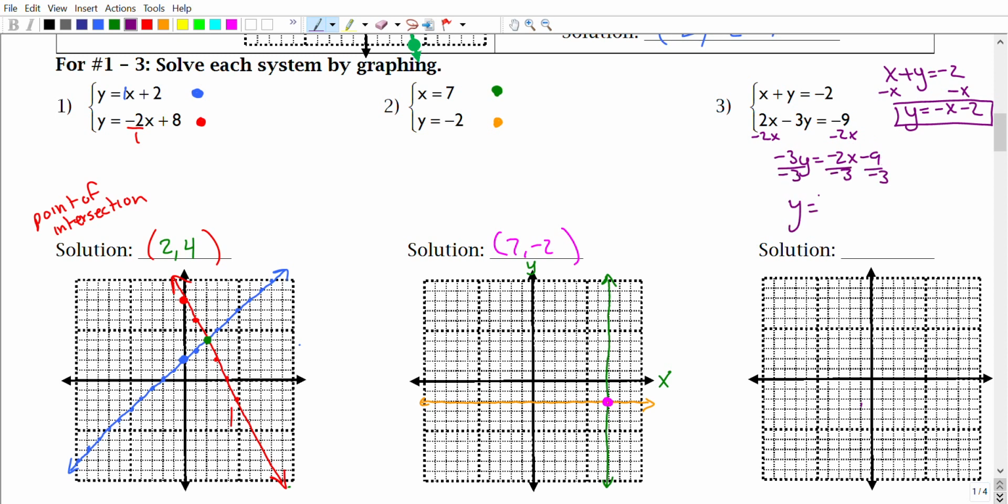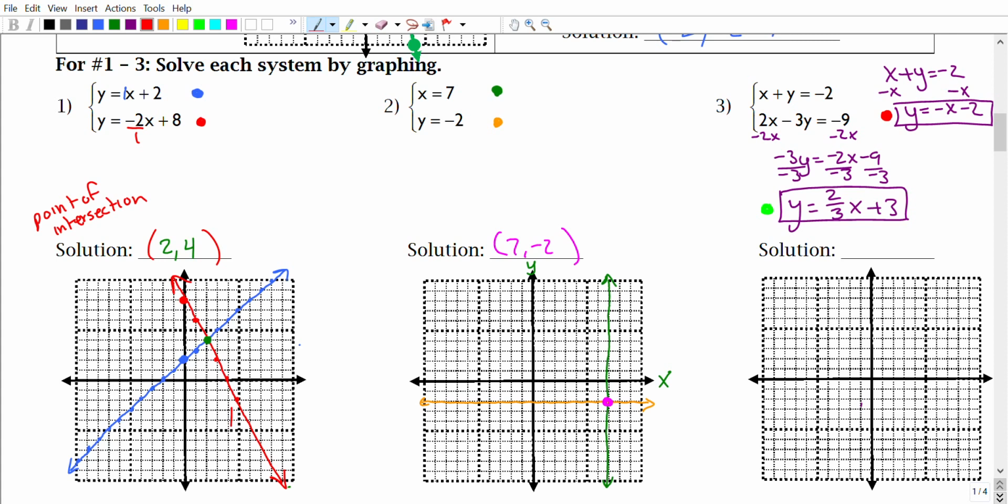I get y is equal to 2/3 x plus 3. And this is my second equation. So again, it's still the original two equations. I just rewrote them in a different way. So I'm going to go ahead and draw this line in green. And I'm going to draw this one in red, just so you guys can keep them separate.